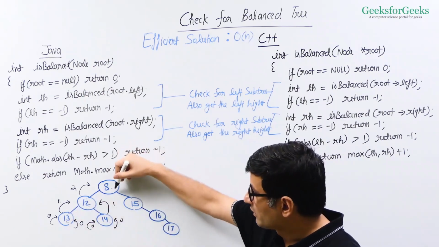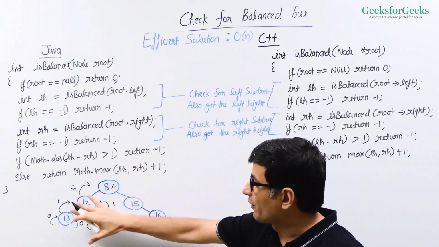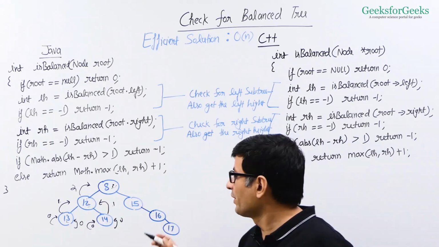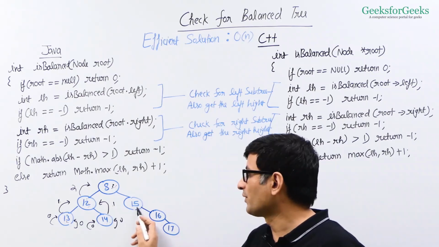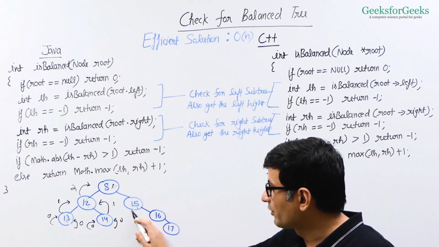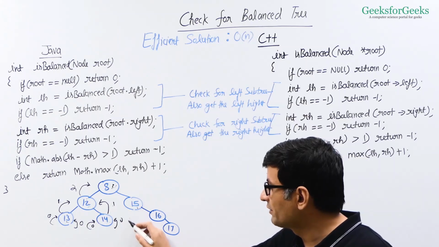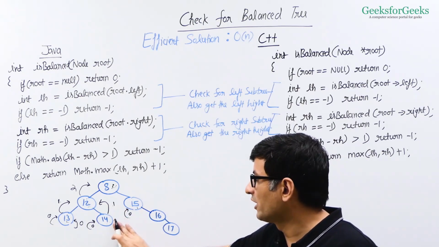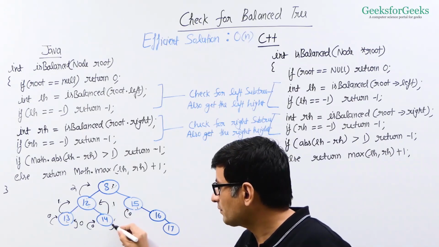The control comes to the parent here. It has called for the left subtree. Now it's going to call for the right subtree. When it calls for the right subtree, it's going to call for this 15. And when it calls for the 15, it's going to call for the left child of 15, which is null. So it's going to return 0 to the parent, right? So the left call is going to return 0.